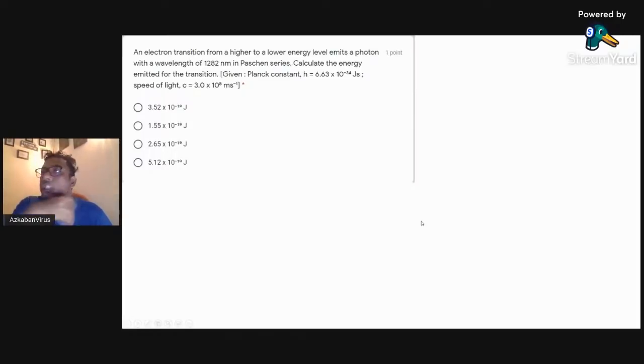An electron transition from a higher to a lower energy level emits a photon with a wavelength of 1.1282 nanometer in the Paschen series. Calculate the energy emitted for the transition. We are given the wavelength, and we are asked to find the energy. So, what is the relationship between energy and wavelength?